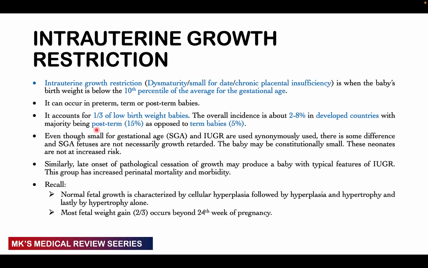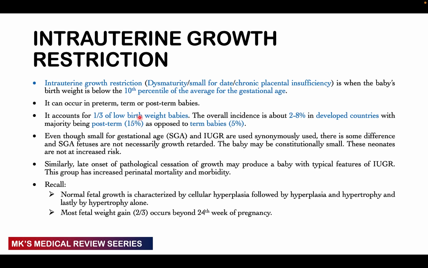Keep this in mind. When we talk about intrauterine growth restriction, you can also refer to it as dysmaturity, small for dates, or chronic placental insufficiency. This is simply when the baby's weight is less than the 10th percentile of the average gestational age. Remember, this can occur in preterm, term, or even post-term babies, and it accounts for 1/3 of the low birth weights, with an overall incidence of about 2 to 8% in developed countries, with the majority of them being post-term, about 15%, as opposed to term babies at 5%.